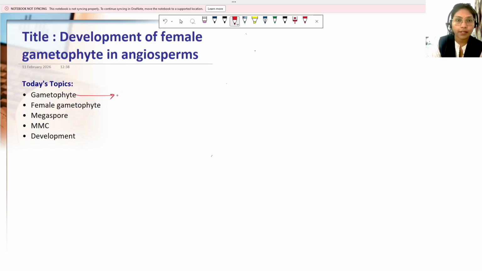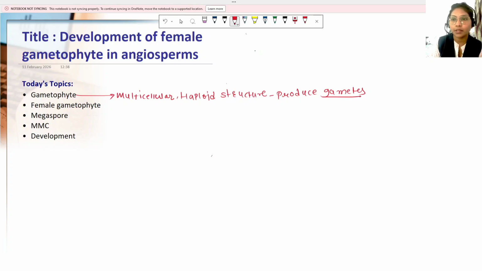What is gametophyte? Gametophyte is the multicellular structure. It's multicellular, that means more than one cell is present here. It's a multicellular and haploid structure which produces gametes. The name itself has its meaning. Gametophyte is a multicellular haploid structure which produces gametes.